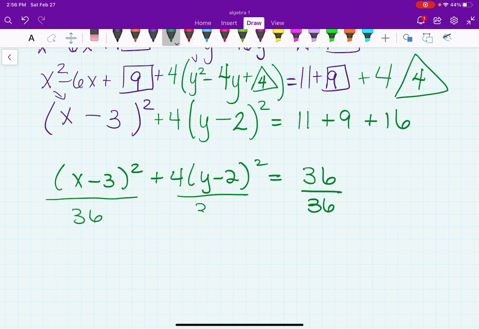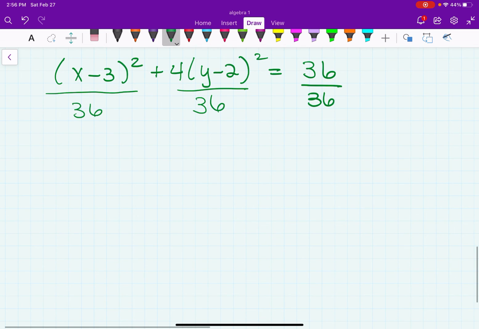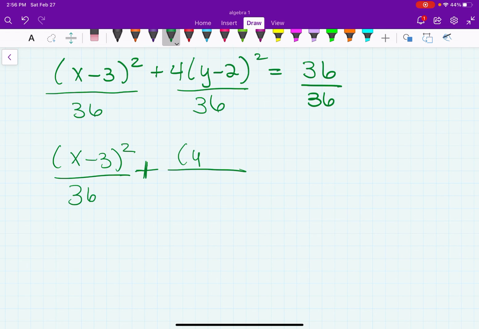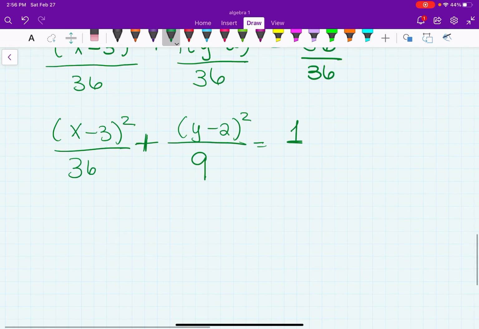So here's how we get our denominator to know our major and minor axis. So once we divide, this just stays like this. We then need to simplify 4 over 36, and 4 goes into 36 9 times, so this becomes a 9 down here, because 4 goes into 36 9 times. And then we got our 1, okay? The reason we need it to look like that is so that we can figure out our center and our major and minor axes, okay?